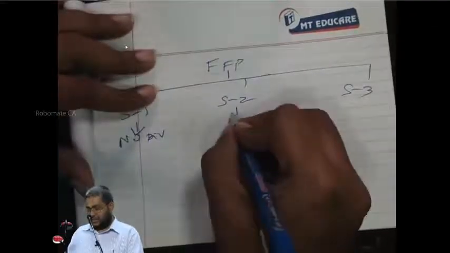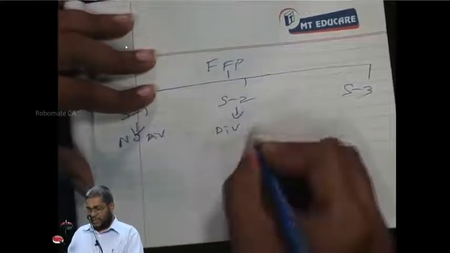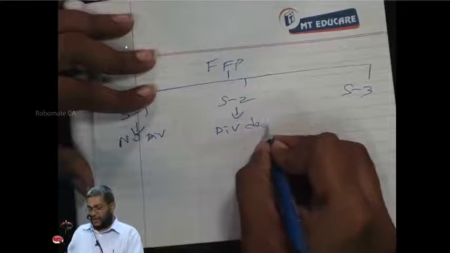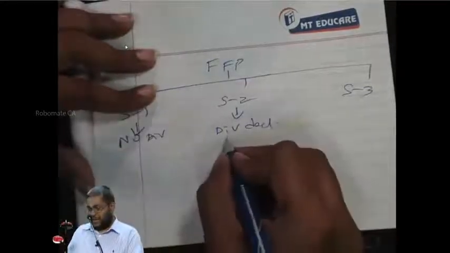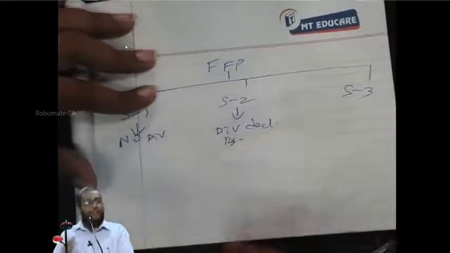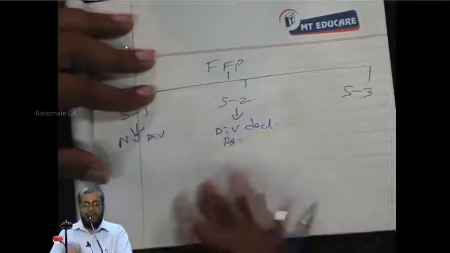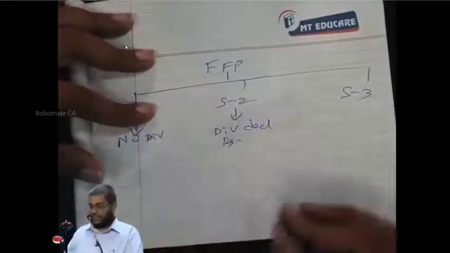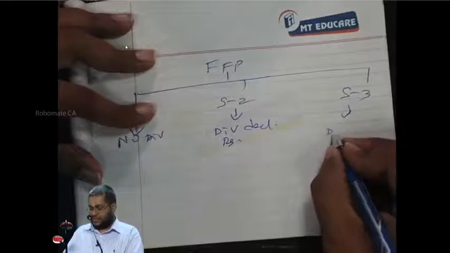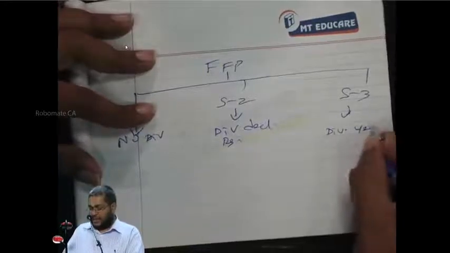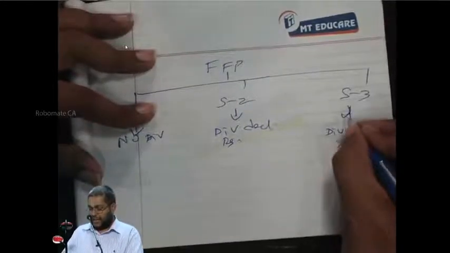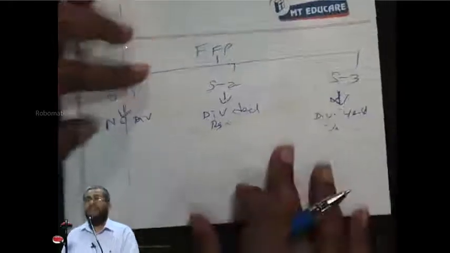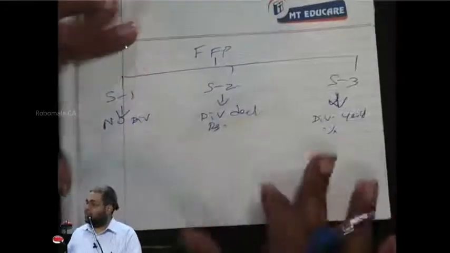Second case is dividend declared within the futures period, given in rupees: 5 rupees dividend given by the stock, 10 rupees, given in rupees. Third is dividend yield, given in percentage. Yield given in percentage. These are 3 types of situations here.